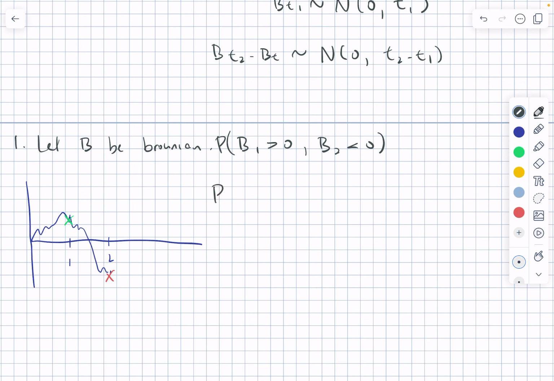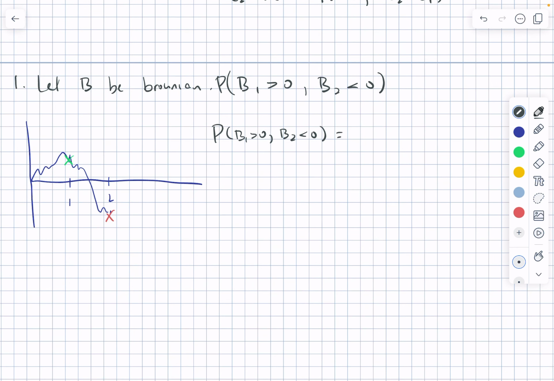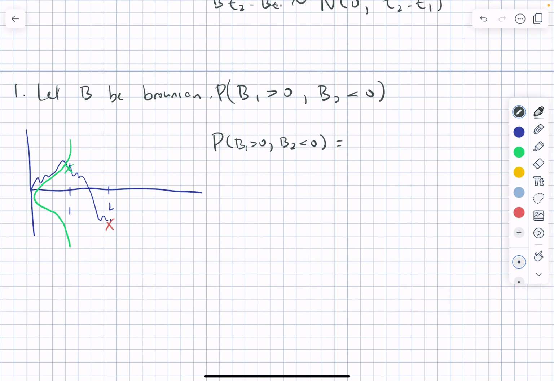So the probability, let's just write this again: B1 greater than 0, B2 is less than 0. First of all, what's the very first thing? We need B1 to be greater than 0. We know that B1 is normally distributed around a mean of 0 and a variance of t. In this case, t is 1. So what is the probability that it's in the upper half? It's going to be 1 over 2. So there's a 1 over 2 chance that B1 is greater than 0.